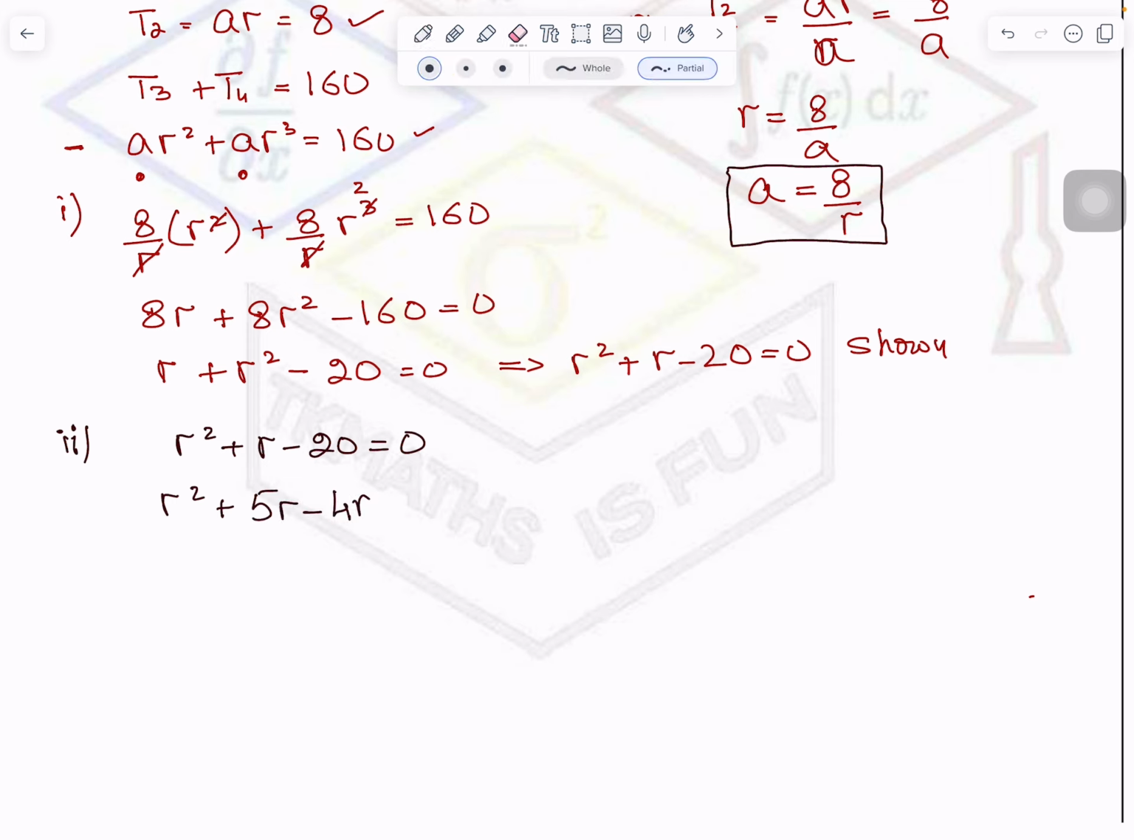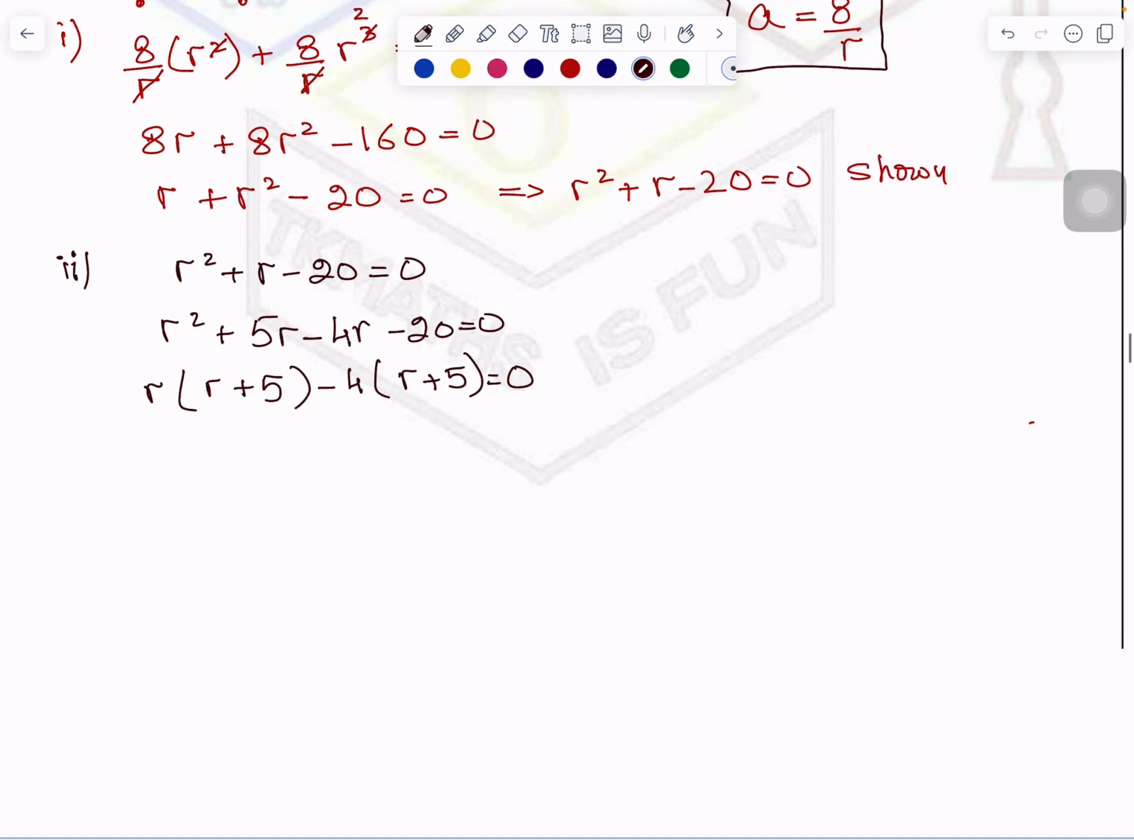Because this question can also be solved without a calculator, it can be part of the paper which is without calculator. That's why I'm showing each and every step here. Otherwise, if I use a calculator or mental maths, I can get the value of r directly in a second. Agreed? But if it comes in Paper 1, which is non-calculator, from now onward you have to show all these steps. So I got r equals minus 5 and 4.